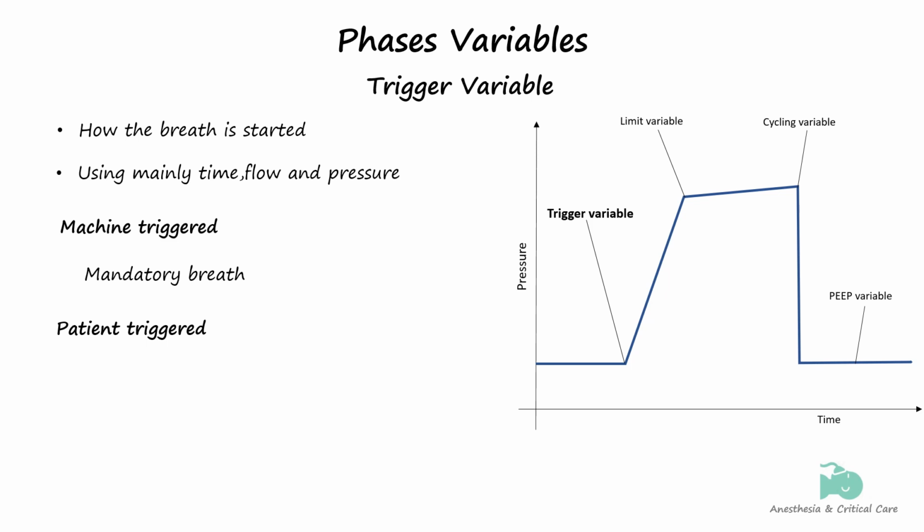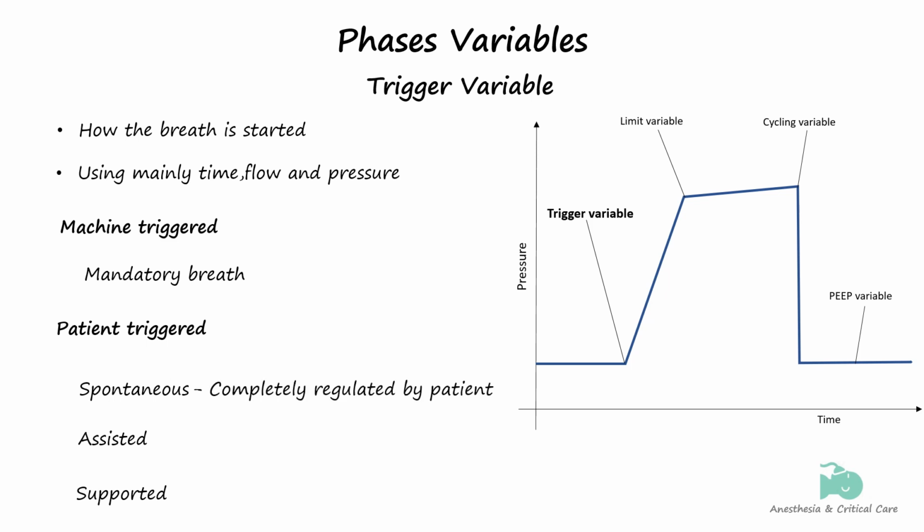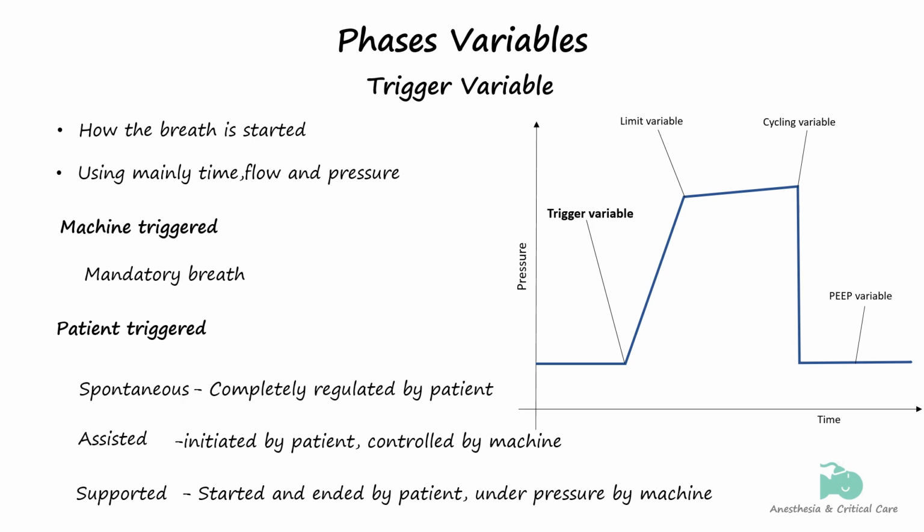Patient-triggered breaths are termed spontaneous, assisted or supported. A spontaneous breath is completely regulated by the patient with no contribution by the ventilator. An assisted breath is initiated by the patient, but all other aspects of the breath are controlled by the ventilator. A supported breath is initiated and ended by the patient, but the breath is delivered under positive pressure by the ventilator. We will be revisiting these terms during the modes of ventilation lecture with the associated waveforms to understand them more.